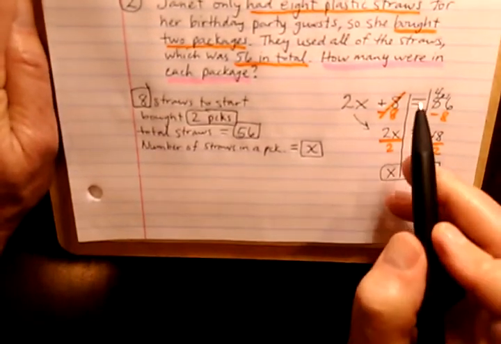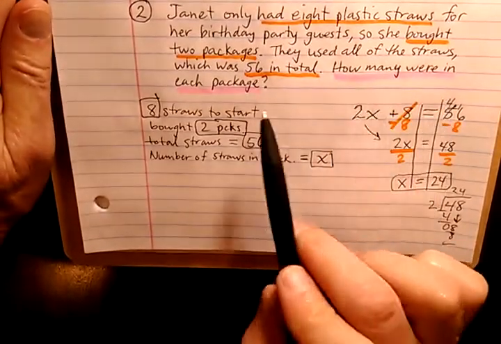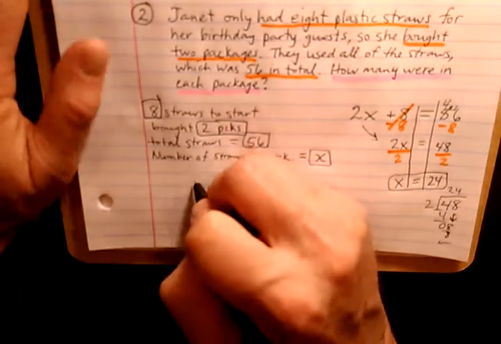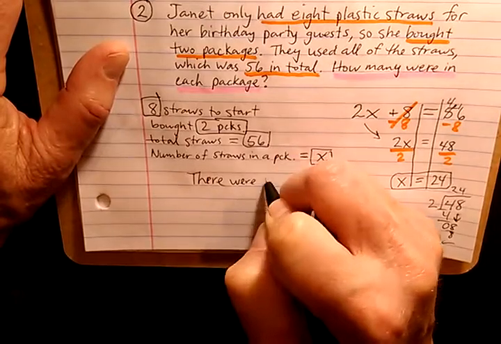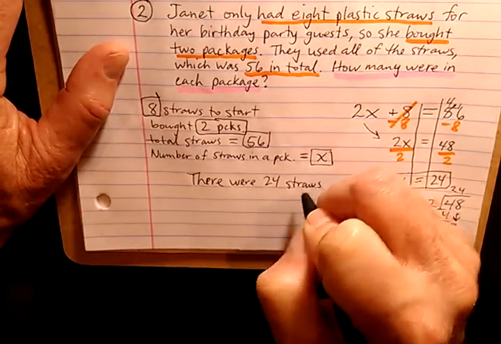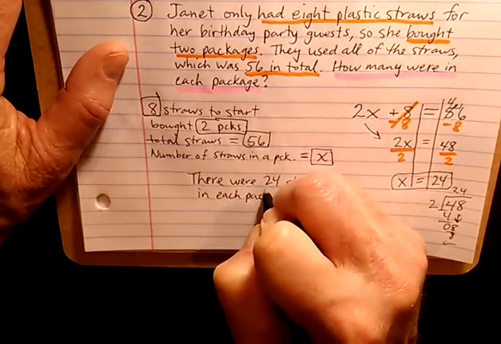So what does that say for our problem up here? The question was, how many were in each package? So x equals 24. Let's write a sentence: there were 24 straws in each package.